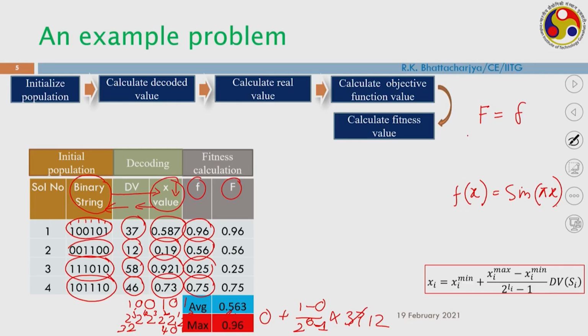But if you have a minimization problem, suppose minimization of f(x), what you can do is write this as maximization of F, which is equal to 1 by 1 plus small f. So, I can also use this function. But in this case I will not convert it because this is a maximization problem. Therefore, I will just use small f equal to capital F. The fitness function is equal to capital F, which has actually the same value.